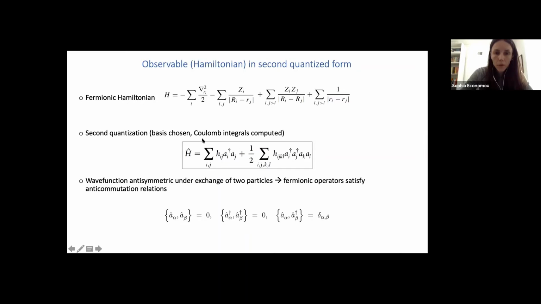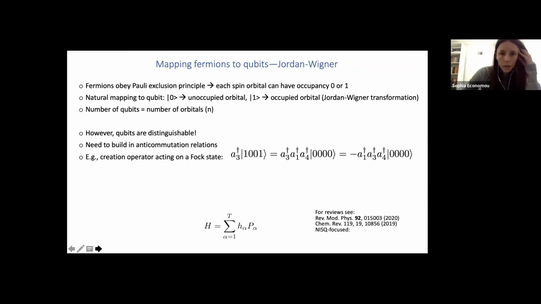And of course, since this Hamiltonian is written in terms of fermions, the wave function should contain the antisymmetrization property. So under the exchange of two electrons or two fermions, you should obey these anti-commutation relations shown here. So these are the creation annihilation operators. And in the mapping of fermions into qubits, you need to worry about this.